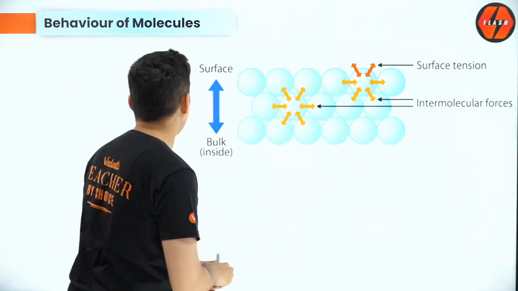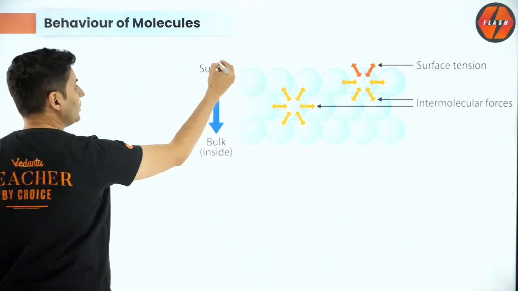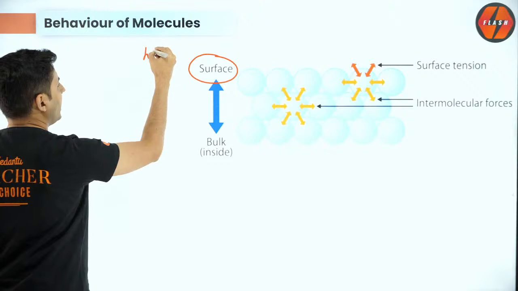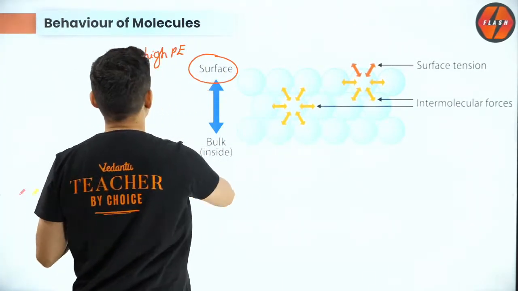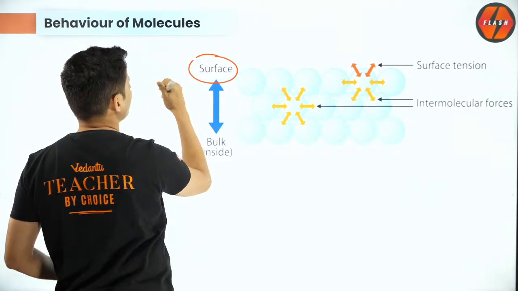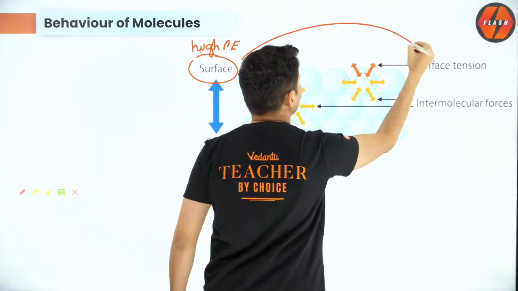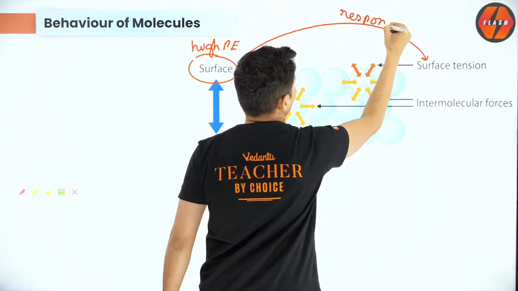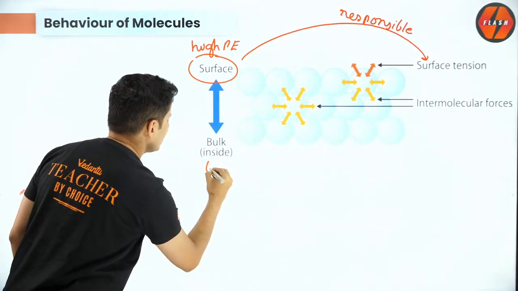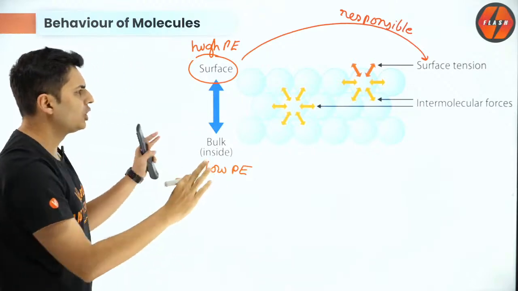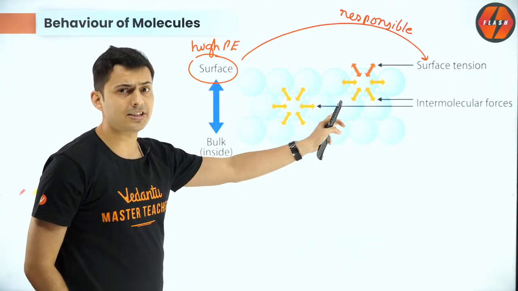Understand the molecules on the top which are near the surface. These are the molecules with high potential energy. These molecules which have high potential energy are responsible for the surface tension. The molecules inside the bulk which have low potential energy are not going to take part in surface tension. All right, they are not going to take part in surface tension.